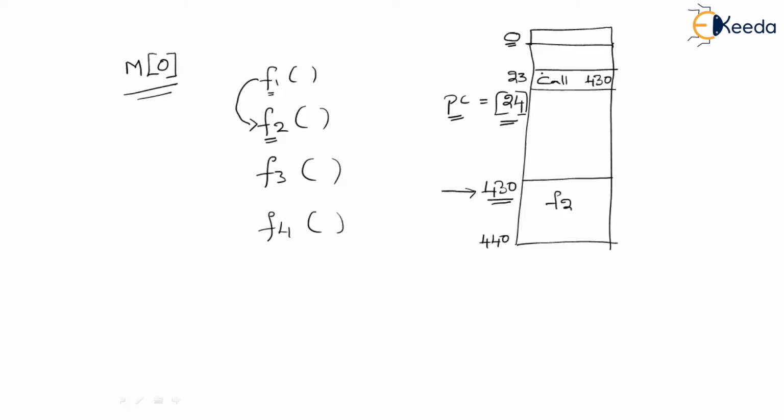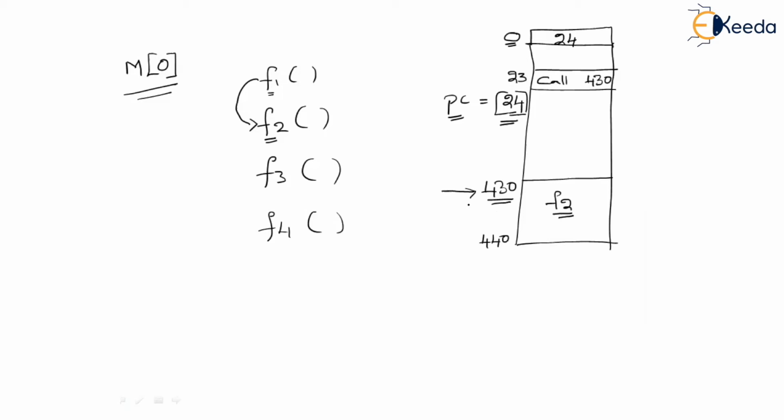That is, when this F1 calls F2, before I go to the 430th instruction, which is the first instruction of F2, I need to store this 24 in M of 0. Since M of 0, the first address within the main memory, is the only provision for storing the return address when a function calls another function, I am now storing 24 before I call the 430th instruction, which is the origin instruction for F2.